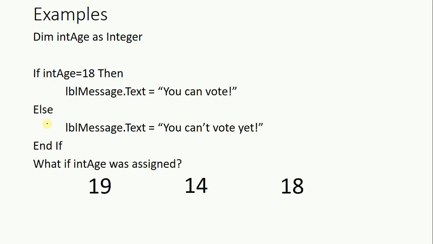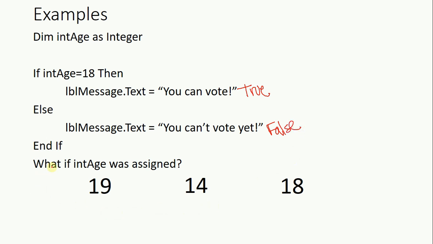So, let's take a look at a couple examples of if-else. I created myself a variable called int age. It is an integer. And it says if the variable int age is equal to 18, then I want the label called message to have its text say you can vote. Else, then I want it to say you can't vote yet, and then I end my if. So this is what's going to run if that's a true statement. This is what's going to run if it's a false statement.